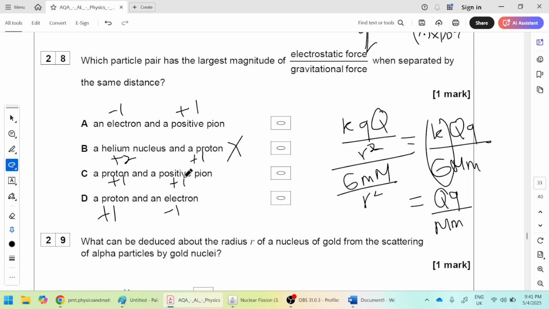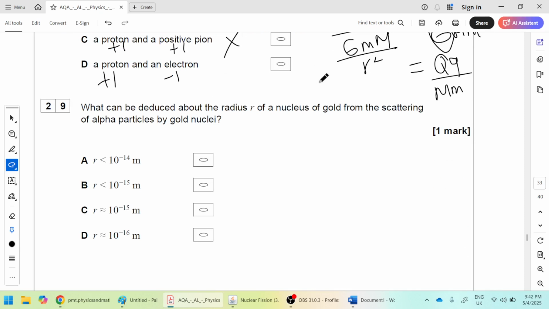Proton and a positive pion. So here electron and positive pion, proton and positive pion. This one will win. So this guy is out. Proton and electron again. Oh dear. Proton, positive pion. A pion is a meson which has two quarks. This one is three quarks. This one has a smaller mass. This product of mass is smaller.